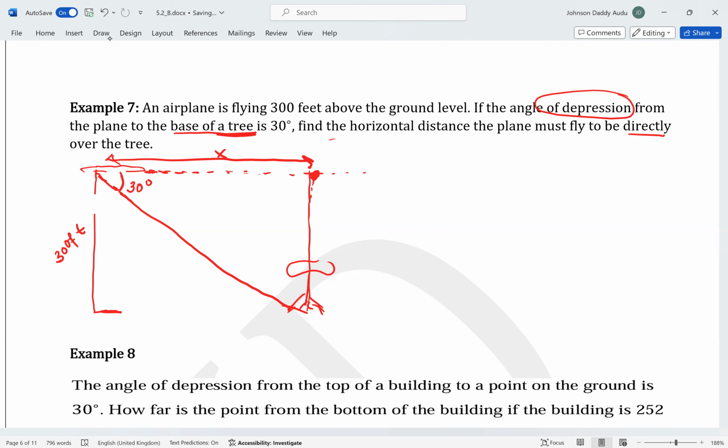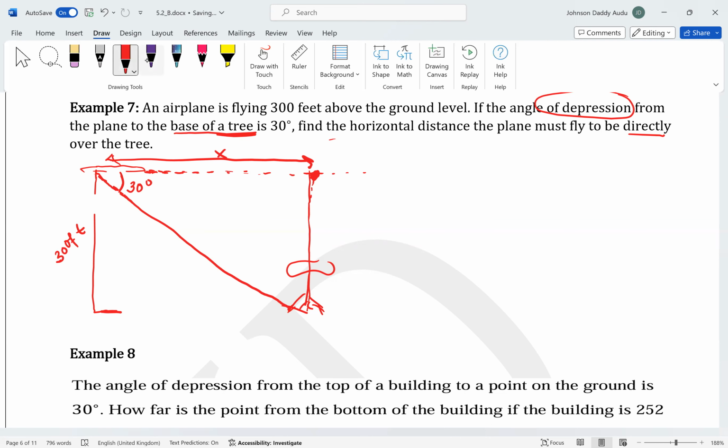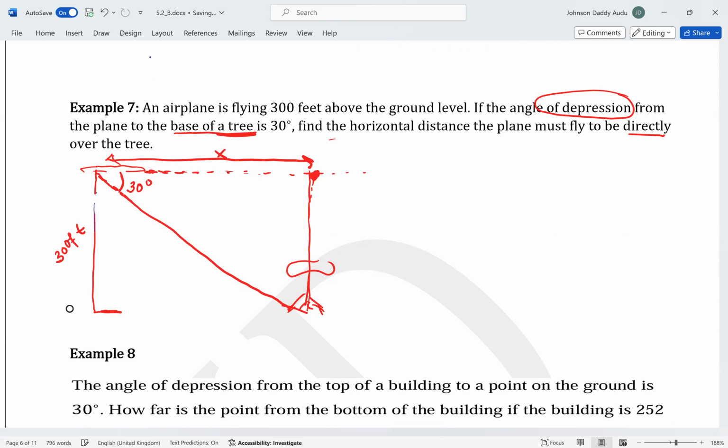All right. So how do we solve this? We can use the fact that if this distance is 300 feet, then this distance also has to be 300 feet, right? And then we can find X easily. So here you can see, this is one way we can solve it. Let's finish it this way, and I'll tell you the other one.